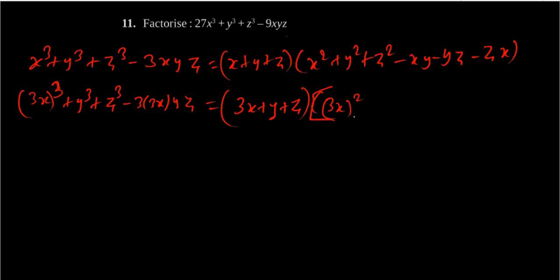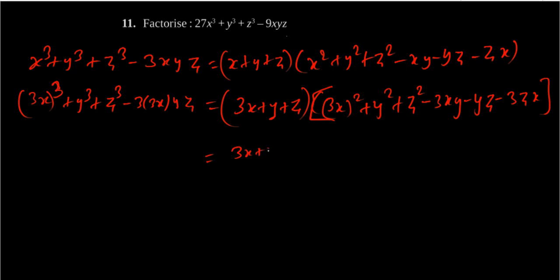Since we have inner brackets, we'll put a square bracket. Plus y square plus z square minus xy, where x is 3x and y is y itself. Minus yz, y and z are the same as it is. Minus zx, z into x is 3x, so we can write 3zx. Only the first term we need to remove the bracket. So 3x plus y plus z is our first factor.